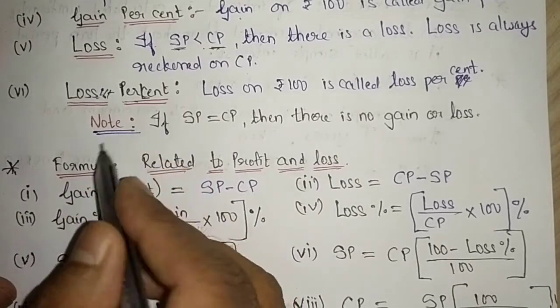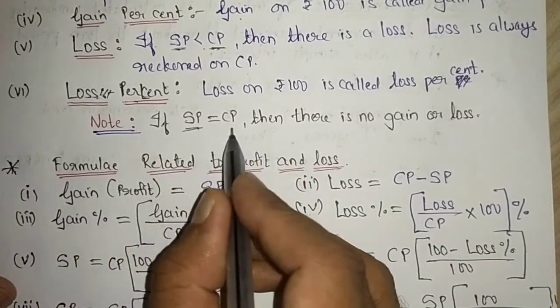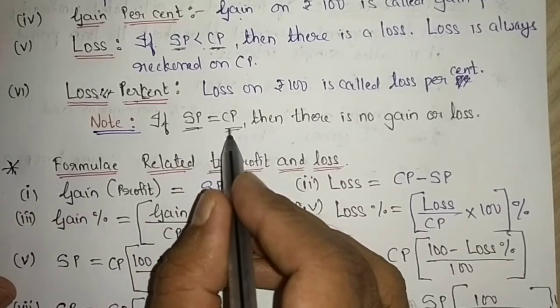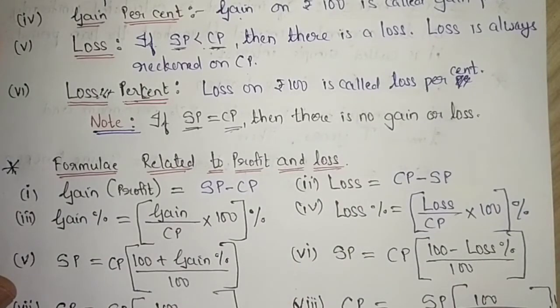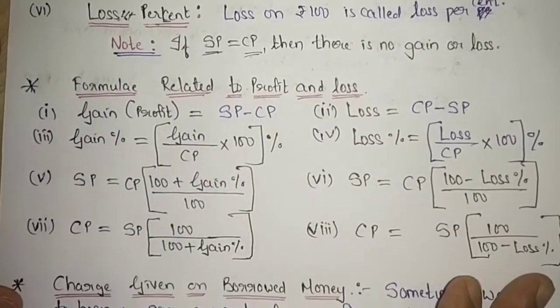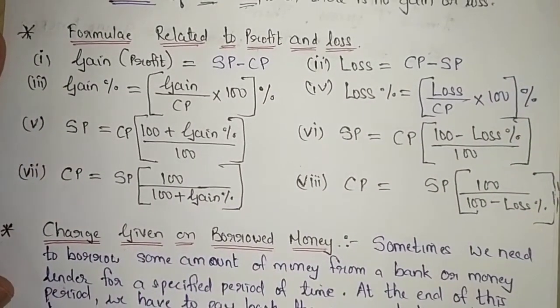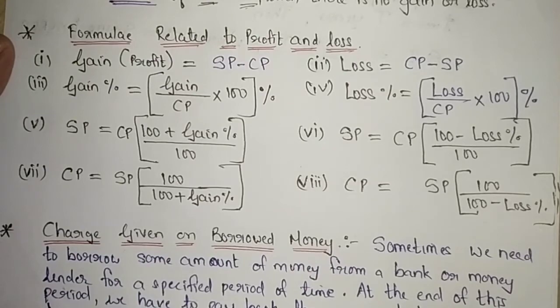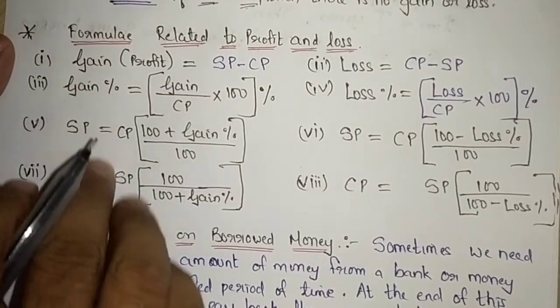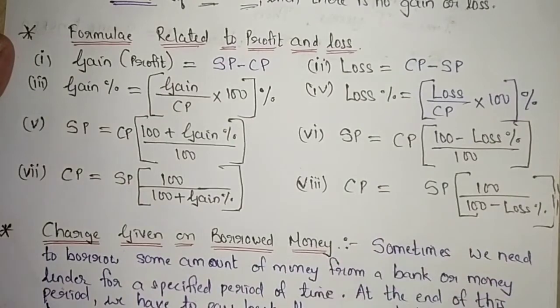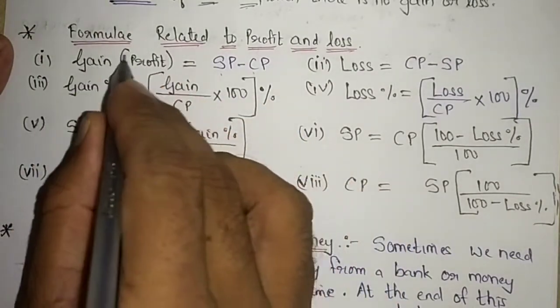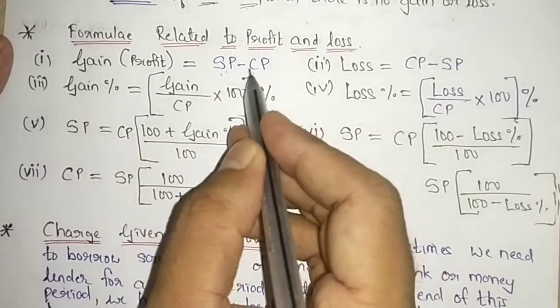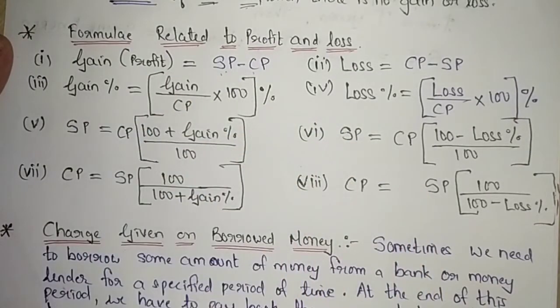Another important note that we all know: if my selling price is equal to cost price, then there is no gain or no loss. Now some formulae which you are supposed to remember, you are supposed to memorize. Let me give you first the profit side and then the loss side. If they have given you selling price and cost price, and you want to find out the profit, what will you do? Selling price minus cost price will give you profit.